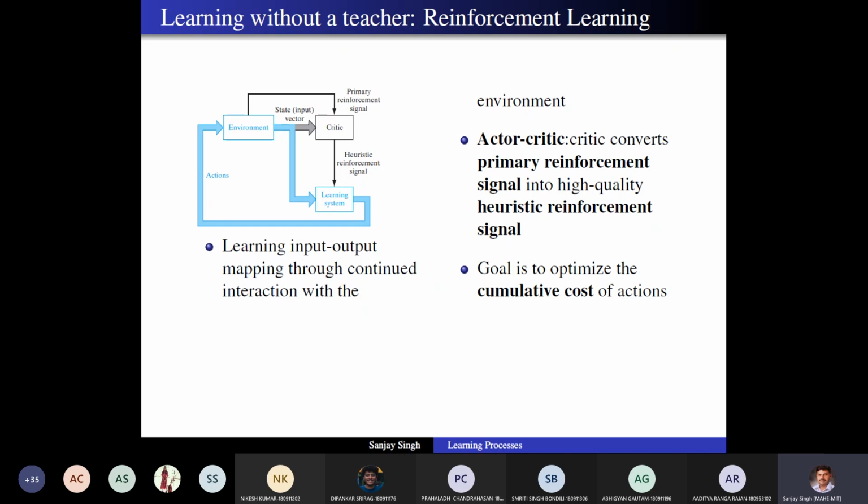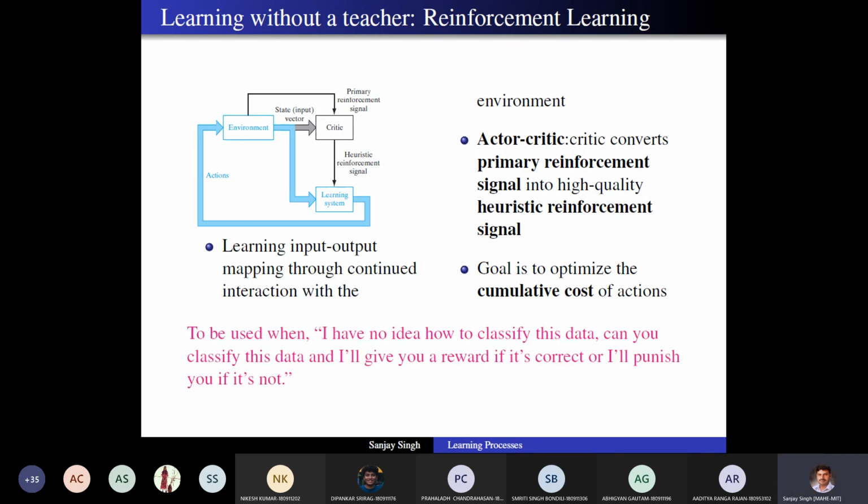Whatever action is taken, most of the time it is a sequence of actions, not one. So we'll see. This is a very simple thing. When to use it? It is to be used when you say, I have no idea how to classify this data. Can you classify this data? I will give a reward if it is correct, and I will punish you if it is not. That's why I gave this in purple color here: it gives us a scenario, meaning under what condition I can apply this kind of thing.